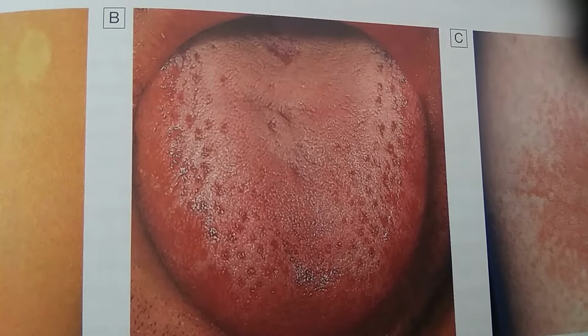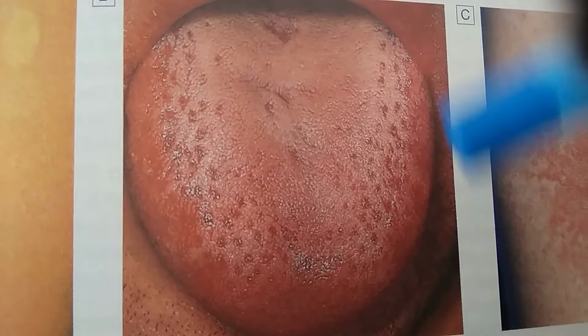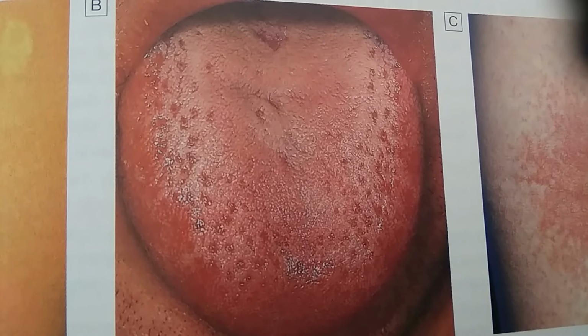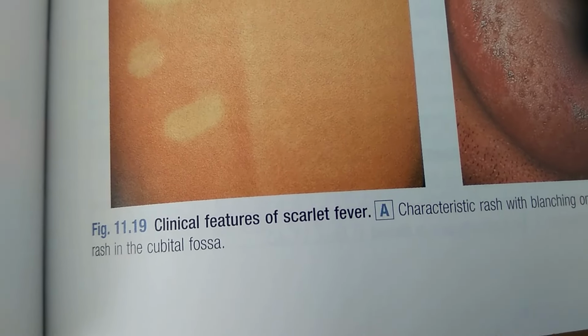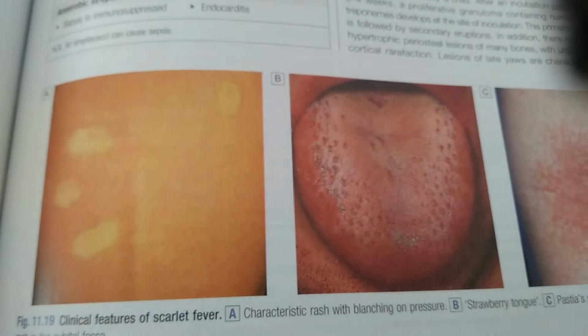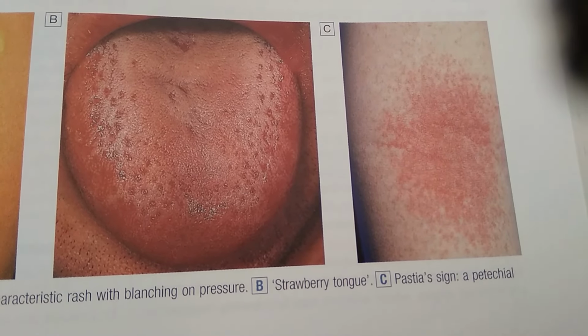What do you see here? A tongue, very red and looks like a strawberry. Where do you see this? Strawberry tongue in scarlet fever. Scarlet fever is caused by streptococcus. Very good. So there's also something here called as a Pastia's sign, PTK.